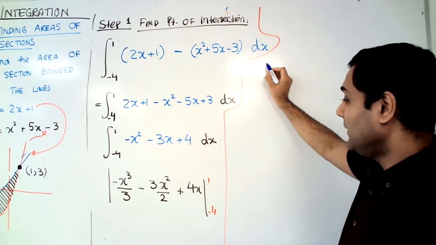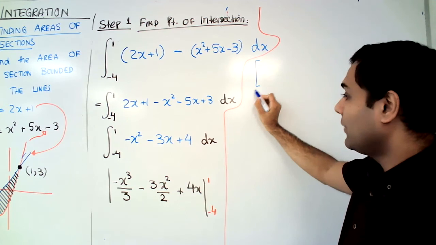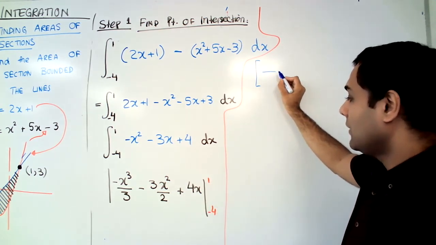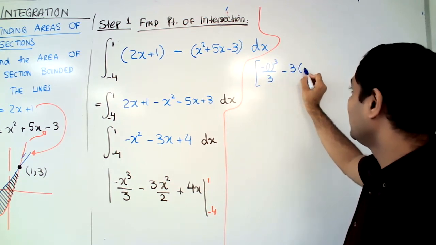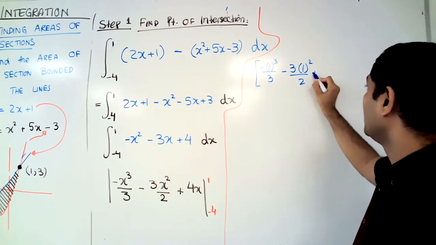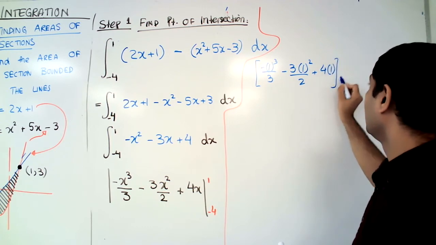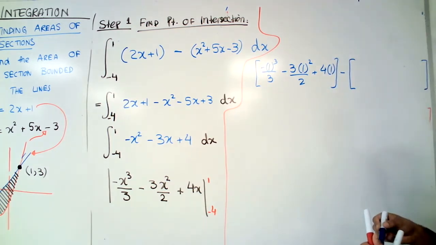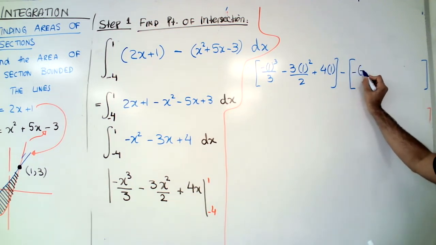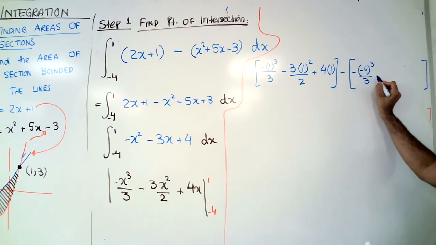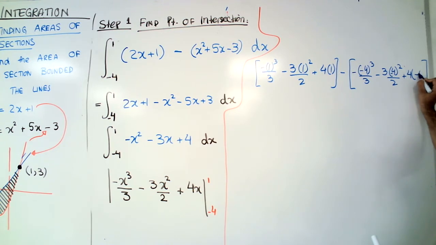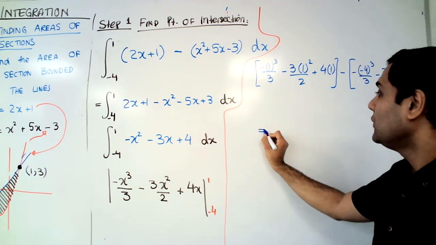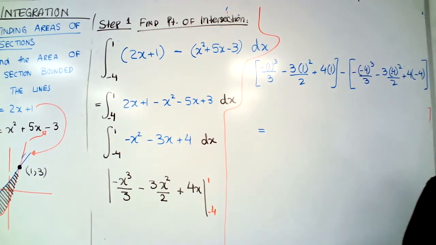When I start applying the limit, wherever there is x, I'm going to put 1. So minus 1 cubed over 3 minus 3 times 1 squared over 2 plus 4 times 1, minus the lower limit minus 4: minus 4 cubed over 3 minus 3 times 4 squared over 2, actually minus 4, plus 4 times minus 4. If you put that in one go, you will get a final answer.